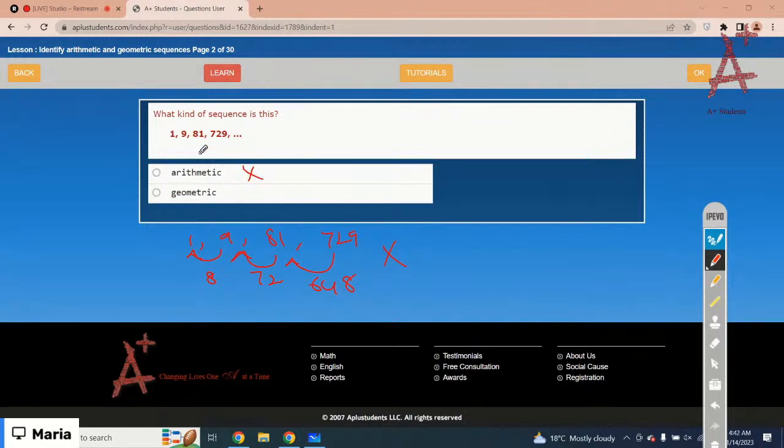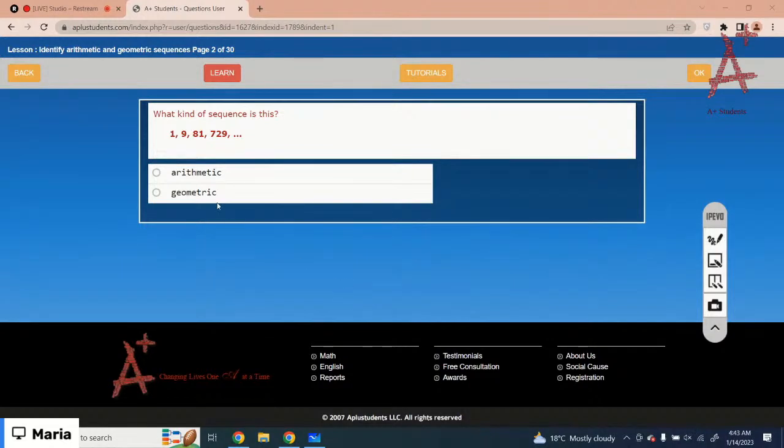Now let's check for the geometric. Divide them: 9 over 1, 81 over 9, 729 over 81. 9 divided by 1 is 9. 81 divided by 9 is 9. 729 divided by 81 is 9. See, they have a common multiplier. You can get each next term by multiplying by 9, isn't it? That means this is a geometric sequence. Got it, everyone? If you have any problem, you can just write the question in the chat box. I'm here to answer all your questions.